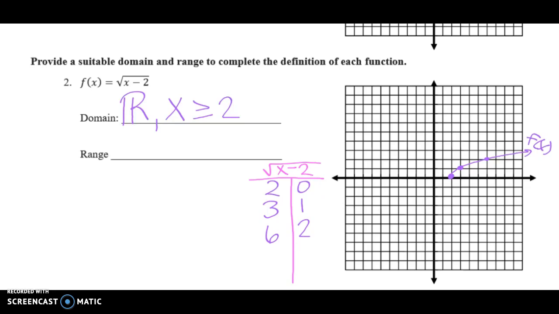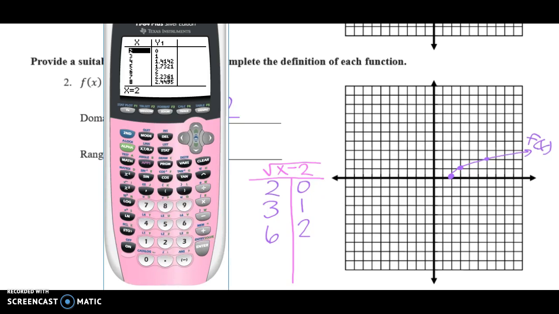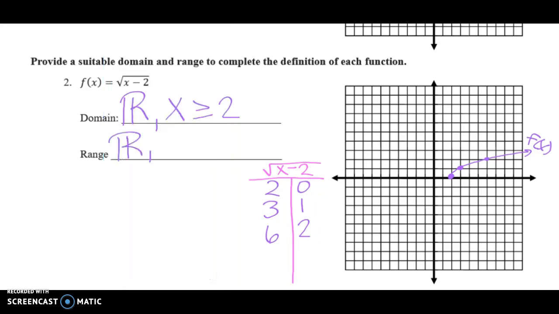And for the range, kind of same procedure. I have all real numbers. Do I need to restrict it? Is it only existing in a certain area? And again, we can see that I have errors. I didn't start getting answers until x is 2. What answers did I start with? I started at 0, and then what were they doing? They're getting bigger. So this one happens to also be all real numbers as long as y is greater than or equal to 0.